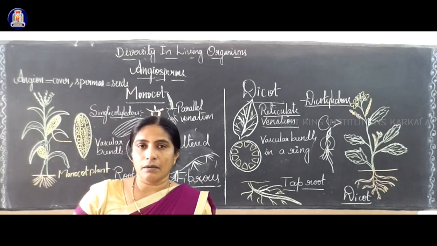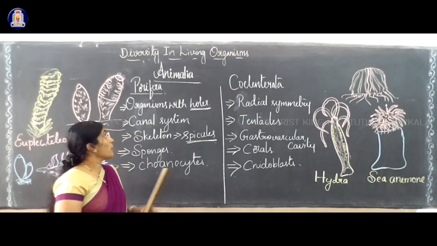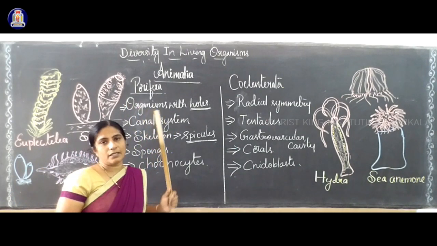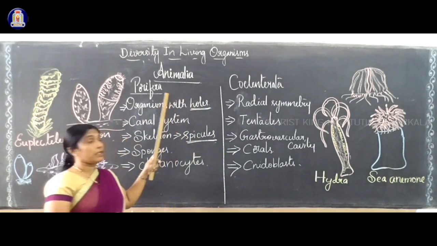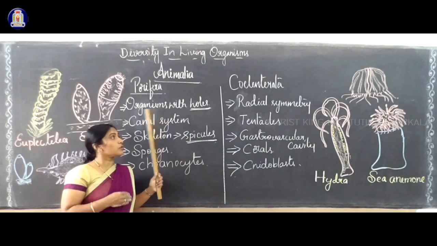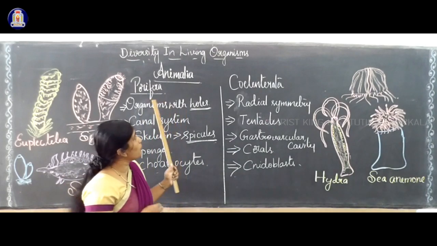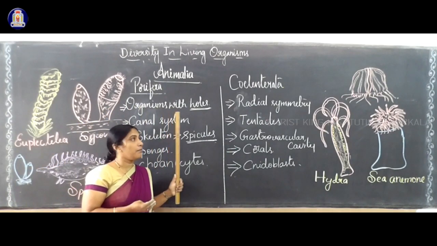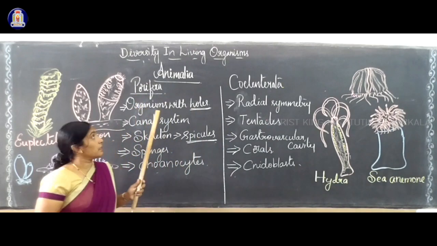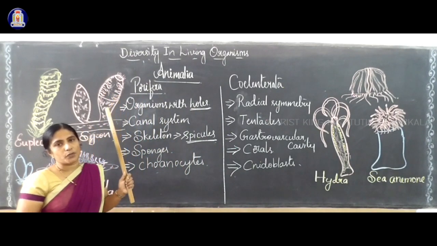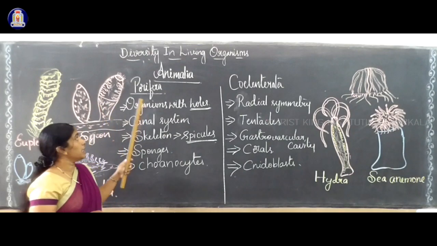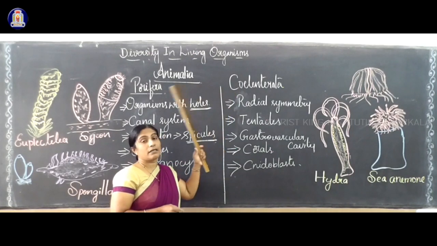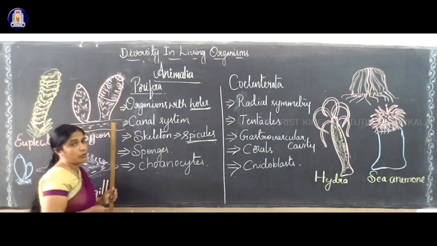Next we are studying kingdom Animalia. We have already completed the plant kingdom and microorganisms. Let us study kingdom Animalia. The word itself indicates animals. We are going to study different groups of animals, from Porifera up to higher advanced organisms, mammals. Today we are going to study two groups of kingdom Animalia: phylum Porifera and phylum Coelenterata. These are the two groups of animals we are going to study.